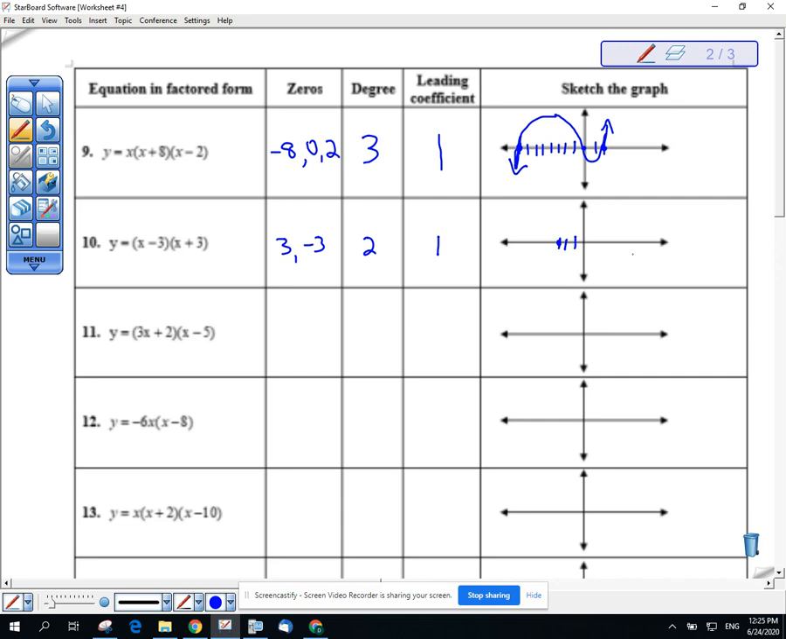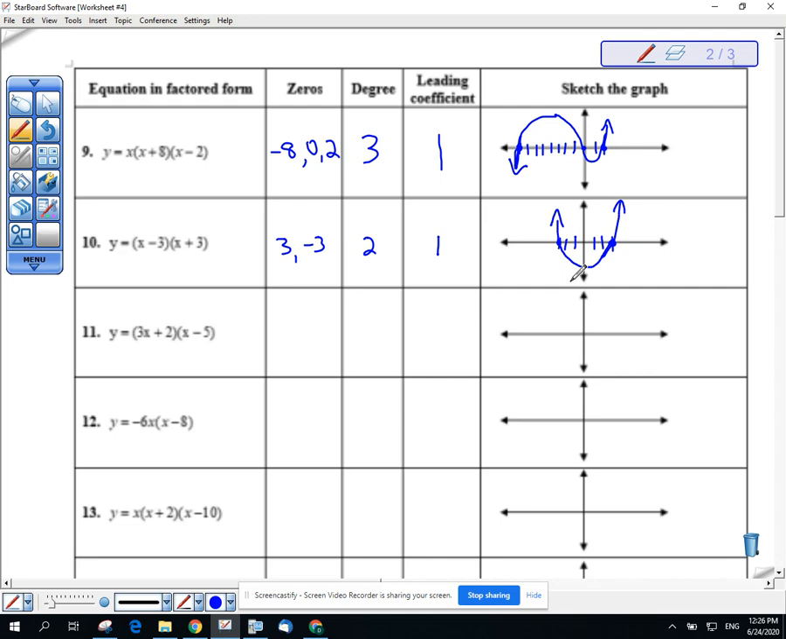Here's -3, here's 3, and it's a parabola. It's only crossing the x-axis twice. And the leading coefficient being 1, right? If I multiply this out, you get x squared minus 9 is really what this would be. So it's a parabola that's opening up. Something like that.